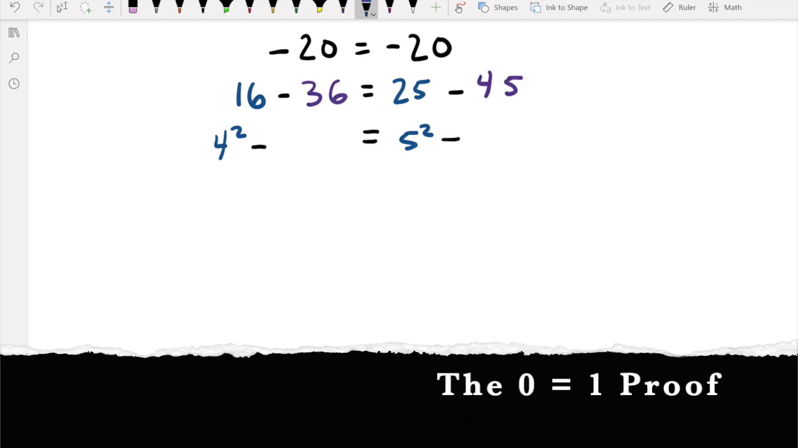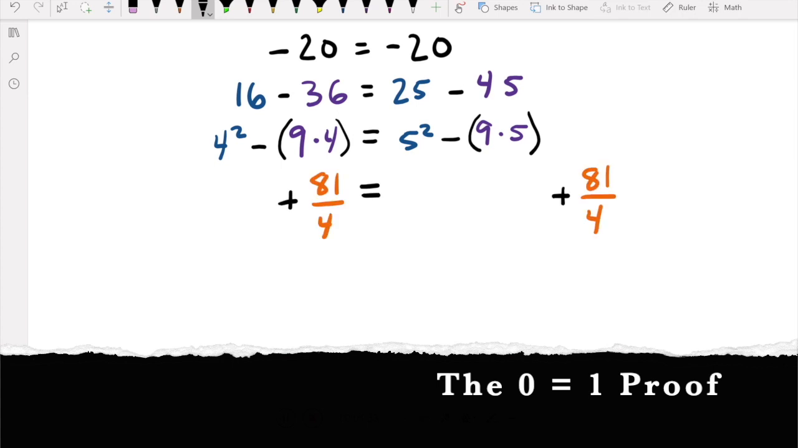So 36 is the same as 9 times 4, and 45 is the same as 9 times 5. We can put parentheses around those if you'd like. So right now we still have negative 20 on the left equals negative 20 on the right. Okay, so we're good to go. Actually, before we split these up more, we're going to add something to either side. We're going to add the number 81 fourths.